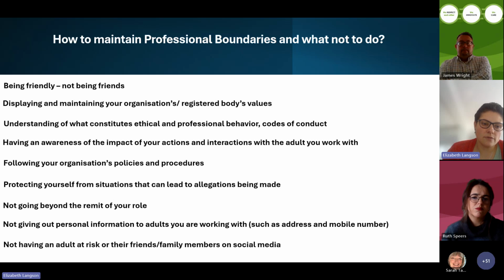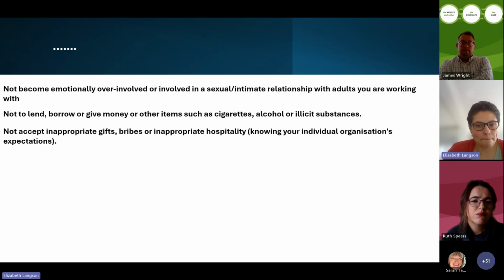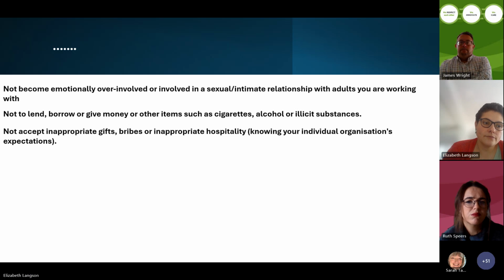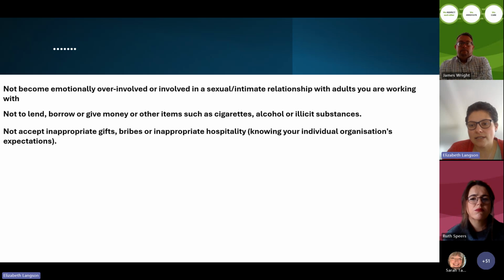Not giving out any personal information to adults you are working with, such as your address or mobile number or anything which can link you personally. Not having an adult at risk or their friends or family members on social media. Not becoming emotionally over-involved or involved in a sexual or intimate relationship with adults that you are working with. Not to lend, borrow or give money or other items such as cigarettes, alcohol or illicit substances. Not to accept inappropriate gifts or bribes or inappropriate hospitality. And again, that comes down to knowing your own individual organisation's expectations.